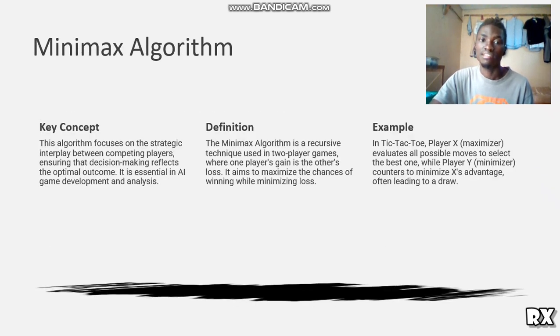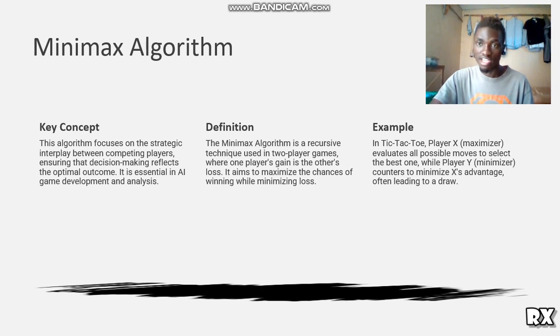The Minimax algorithm is under adversarial search, as an example of algorithms under adversarial search. The Minimax algorithm is a recursive technique in two-player games. These are games where one player's gain is the other player's loss. So it aims at maximizing the chances of player one, who is the maximizer, whereas minimizing the chances of success of player one, who is the minimizer.